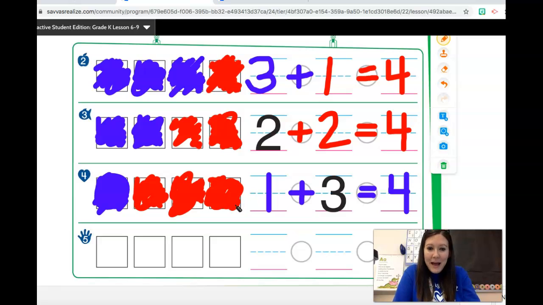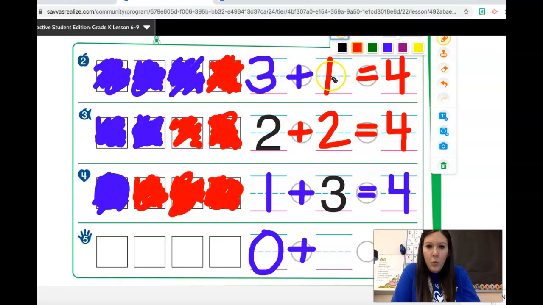Wow, look at this pattern. Let's see if we can get the equation on the last one. Follow the pattern. 3, 2, 1, 0. Put the plus sign. Switch to the red part. What will the red part be?